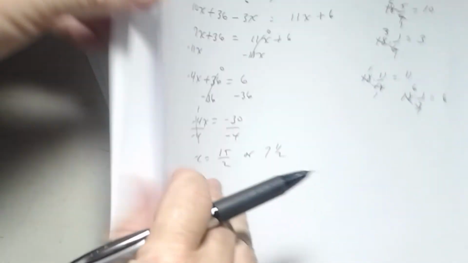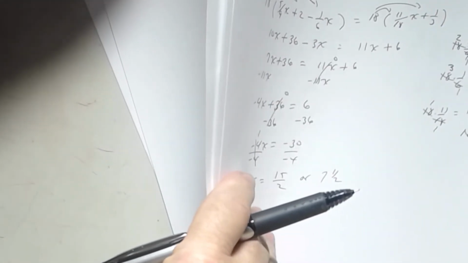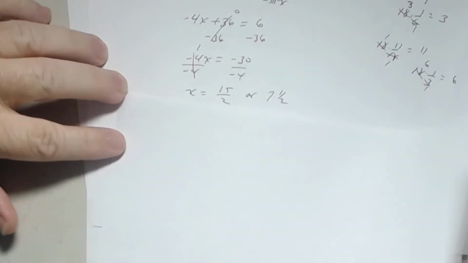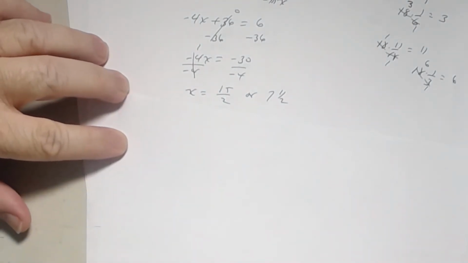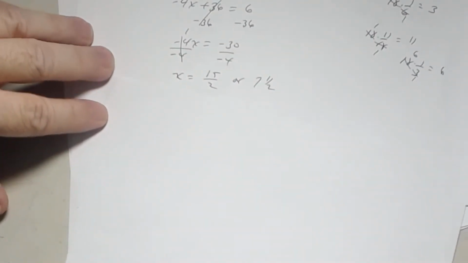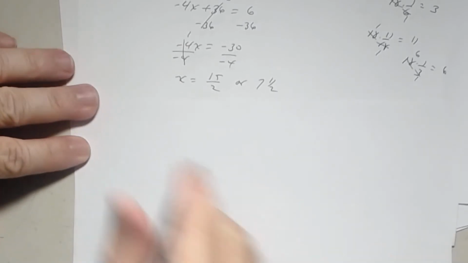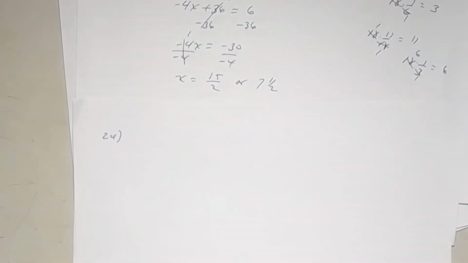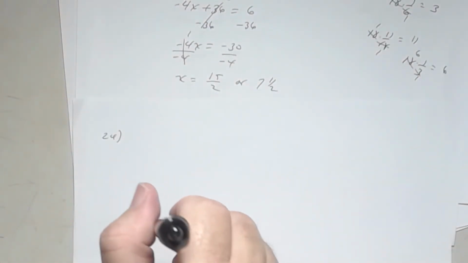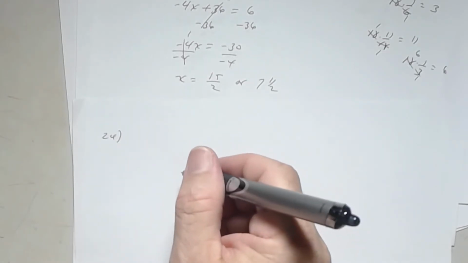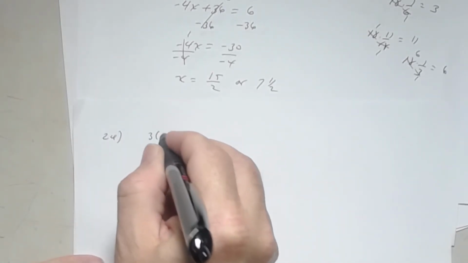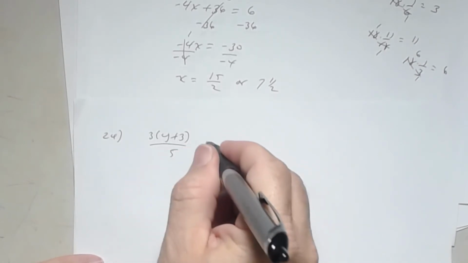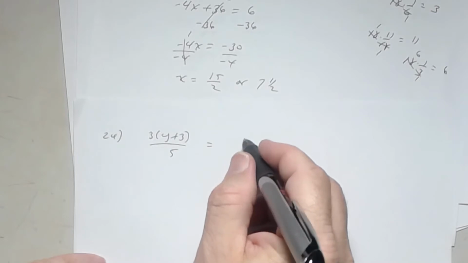All right, let's look at this one. Okay, so this is going to be number 24. All right, so in 24, you have 3 times y plus 3, divided by 5, equals 2y plus 6.